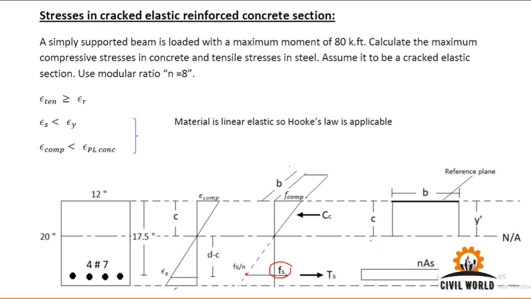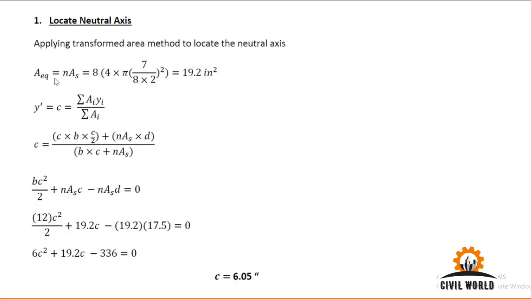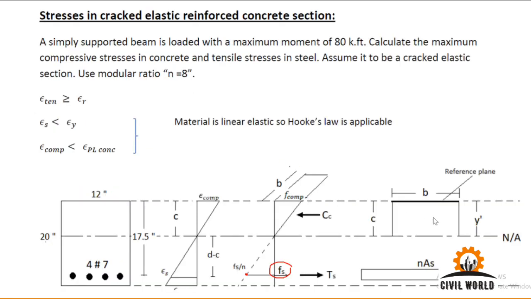For that purpose, we have to first convert our steel into equivalent concrete area. Equivalent concrete area is equal to modular ratio times area of steel. Modular ratio is given, which is 8, and for steel we have 4 number 7 bars. You can calculate the area of a number 7 bar by using the equation pi r squared, multiplying it by 4, you have the total area of steel, and multiplying it by the modular ratio, you have equivalent area of 19.2 square inches.